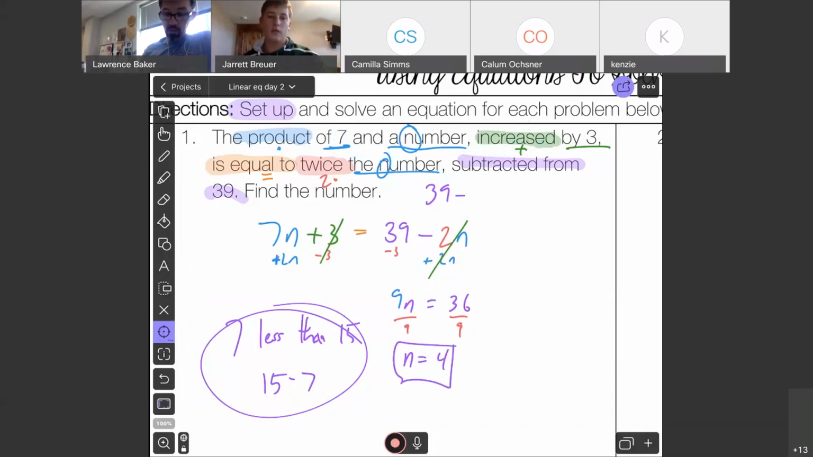So I can remember that number because that's equal to... So all this was equal to 31. Twice the number. So 2 times 4 is 8. Subtracted from 39. So 39 minus 8 is 31. So this was equal to 31. This was equal to 31. So 4 works when we plug it in. And they both equal 31. So we can see that we did it right.